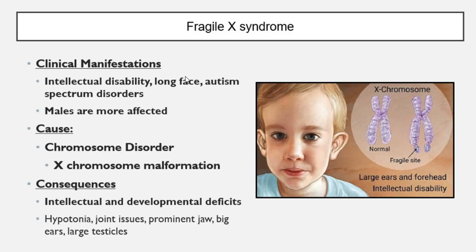And so the first example is Fragile X syndrome, where you have intellectual disabilities, a long face, autism spectrum disorders, and males are more affected. So with Fragile X syndrome, you have X chromosome malformation, it's just a chromosome disorder, and you have intellectual and developmental deficits from this.